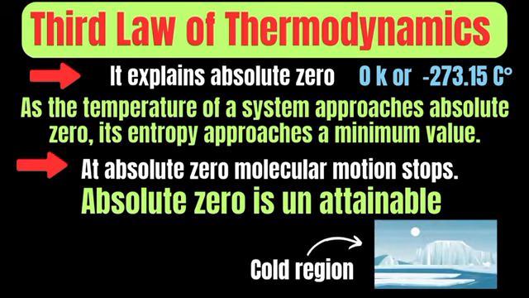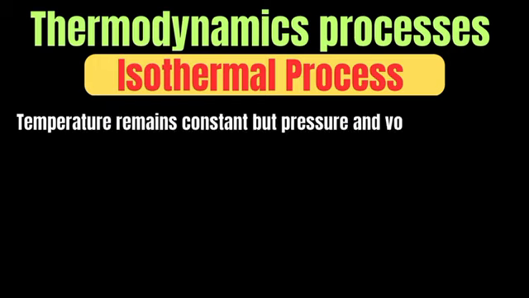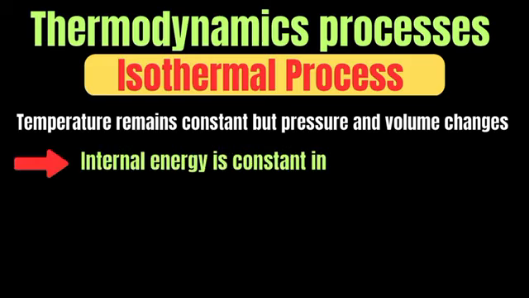Now let's move towards thermodynamic processes. First, let's understand the isothermal process. An isothermal process is one where the temperature remains constant, while other properties, such as pressure and volume, change. Since temperature does not change, the internal energy of the system also remains constant.